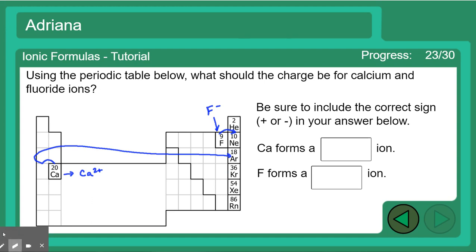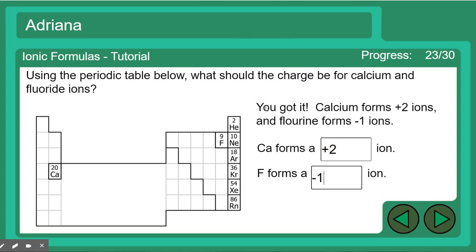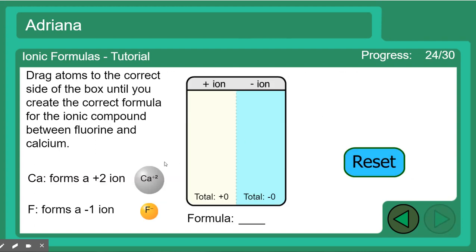So let's put that in here and see if we're right. So we want to say that calcium is going to form a +2 ion and fluorine is going to form a -1 ion. And it says, you got it. Calcium forms +2 ions and fluorine forms -1 ions. So let's see what kind of ionic formula we need to make here in order for these charges to balance out, in order for this ionic bond to work out, this relationship between the atoms to work out.